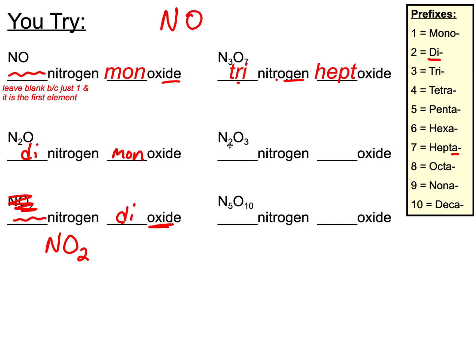The next one, we got 2 nitrogens, 3 oxygens. Think about what it is. Type it in. If you decided it's dinitrogen trioxide, you are right. Think about the last one. Give it a shot. There's 5 nitrogens, so it's pentanitrogen. 10 is deca. We got that A going on there, so we're going to drop it. Decoxide. Pentanitrogen decoxide.